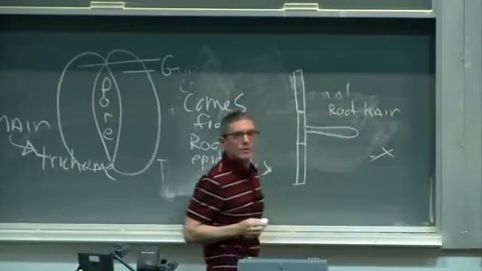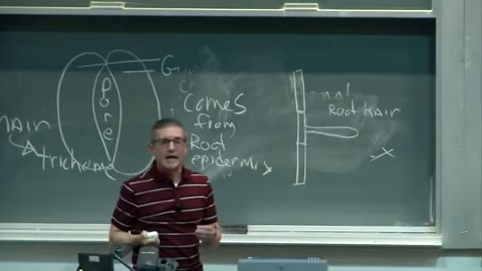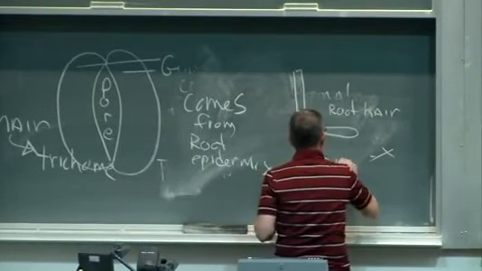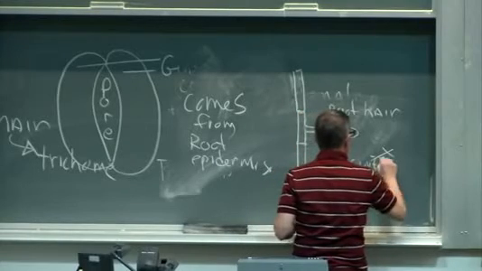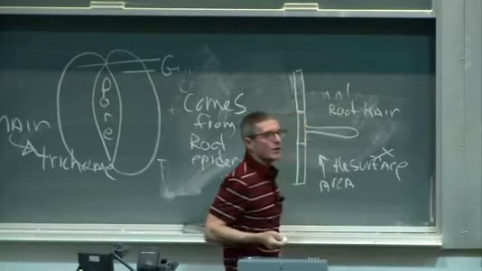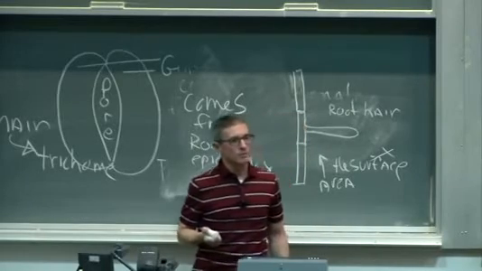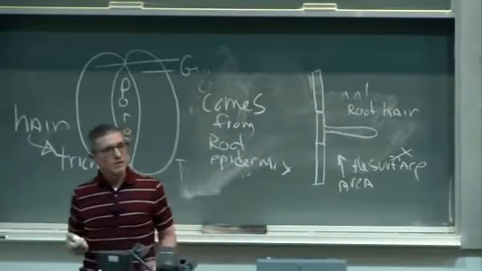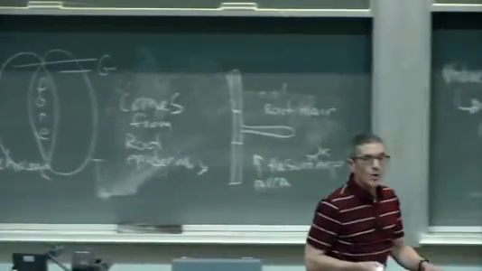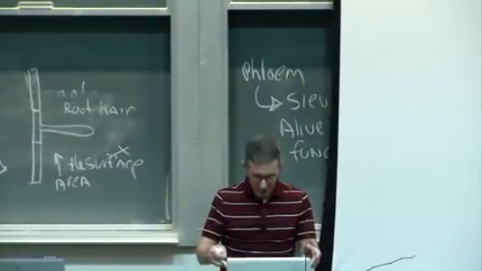It comes from the epidermis of the root system, and it has a very important function in increasing the surface area for water and nutrient absorption. So these single cell outgrowths from the epidermis of the root have an important function. Okay, we'll go to the last slides now.